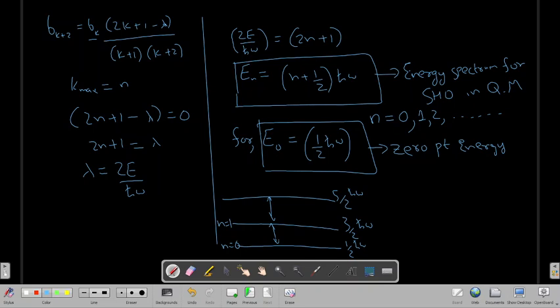Today in this lecture we have derived the energy eigen spectrum for a simple harmonic oscillator in quantum mechanics. We will see more features of the quantum harmonic oscillator in the coming lecture.